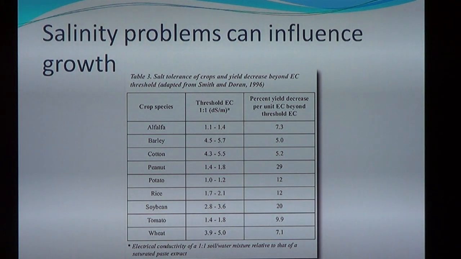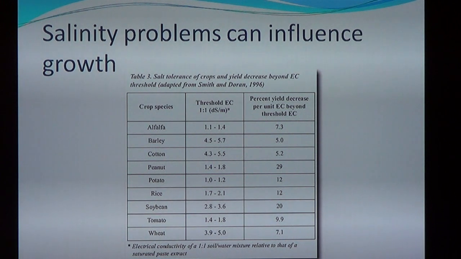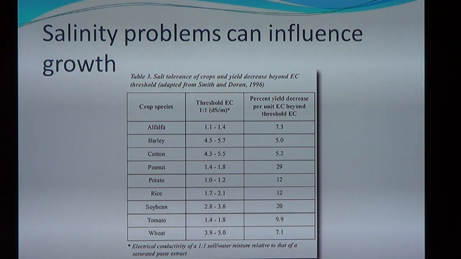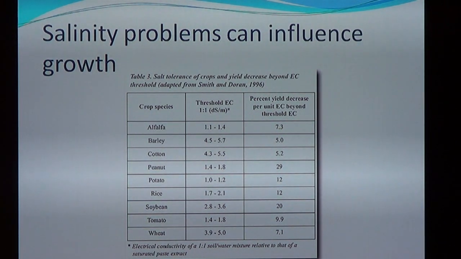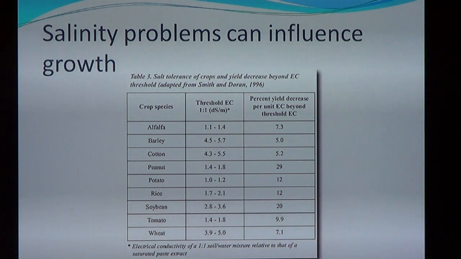This is a pretty interesting chart. It lists a lot of the common crops and then their threshold EC, right? So this is, again, a one-to-one electrical conductivity test. If you pick on, let's say, alfalfa, the threshold EC for that is about 1.1 to 1.4. So that's your optimum growing environment.